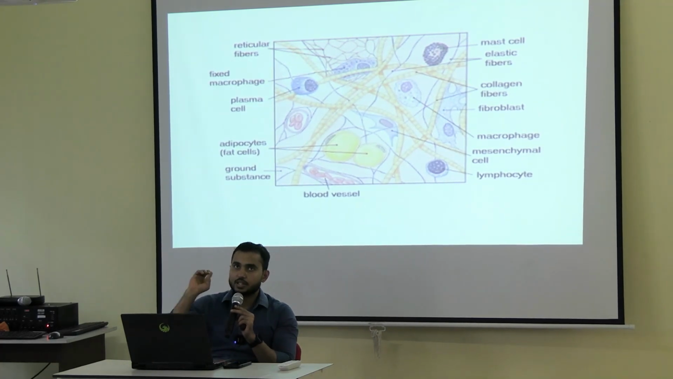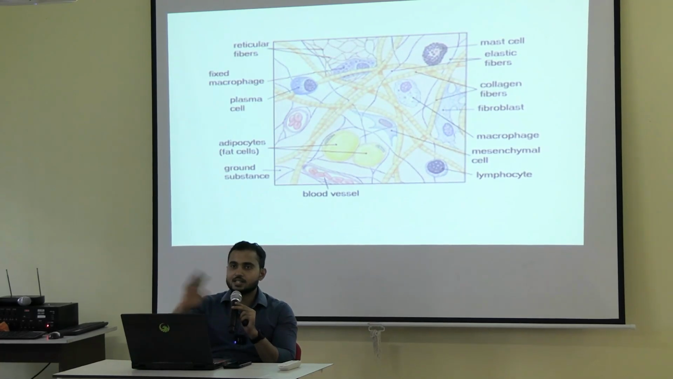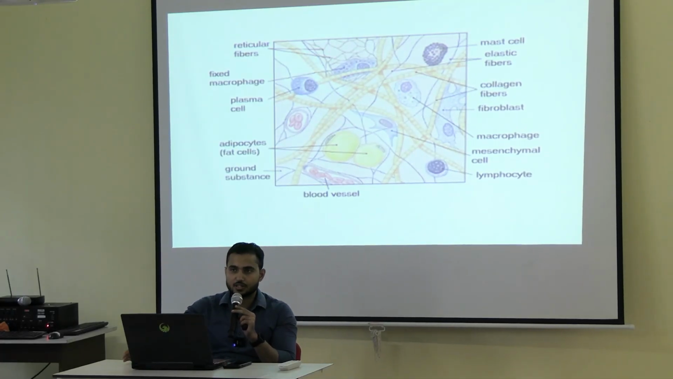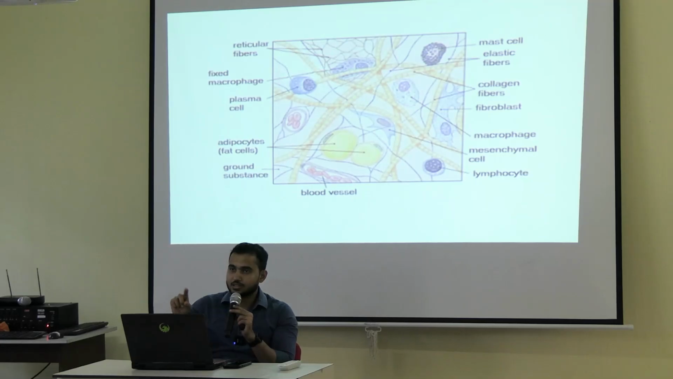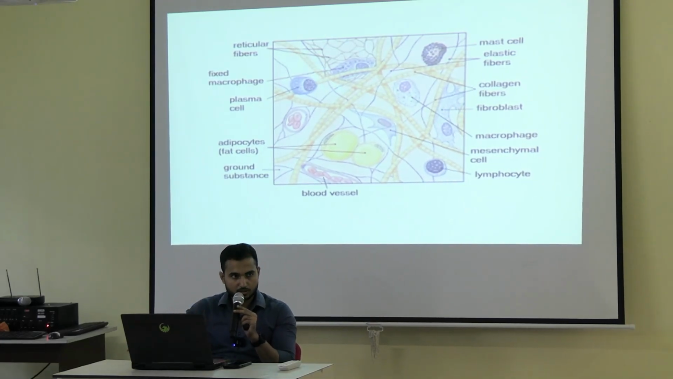Okay. For example, can you see the cells? How the cells are arranged? They are widely separated, distributed in the ground substance, widely separated from each other. Next, if you see the cells, all the cells don't look the same. The shape of the cells is different, right?